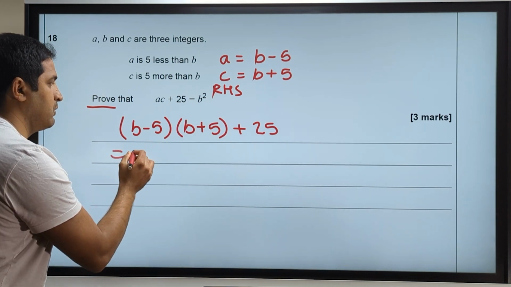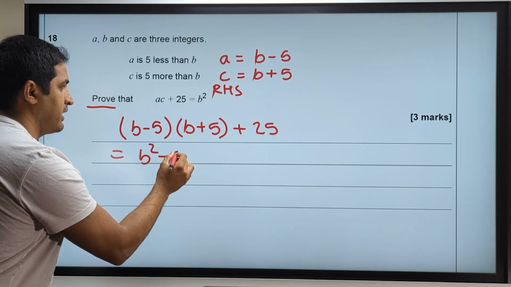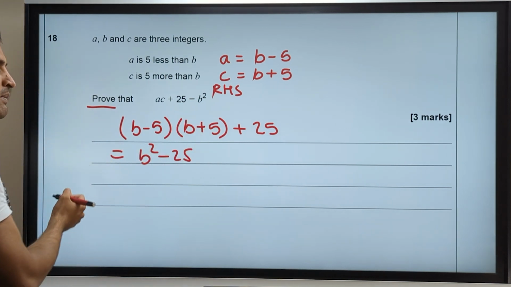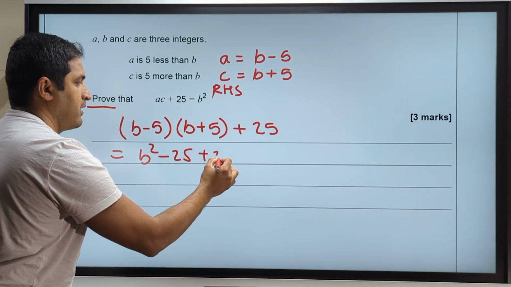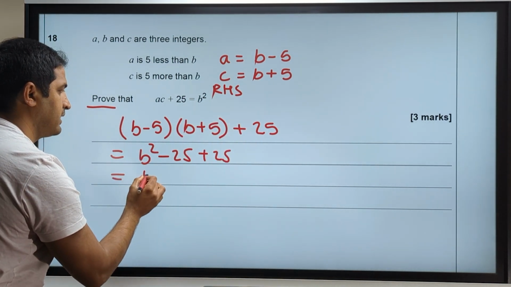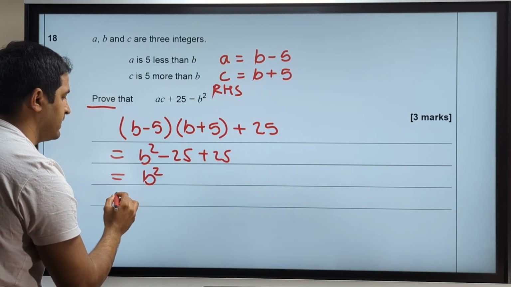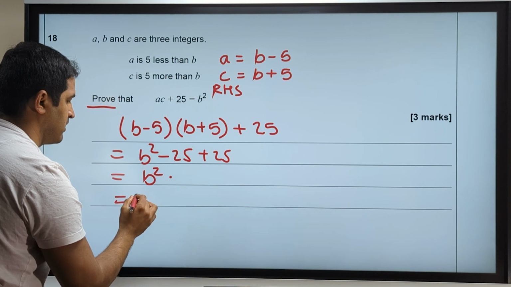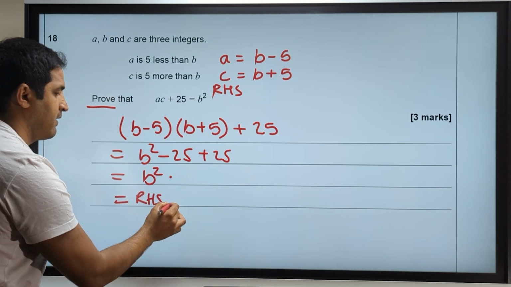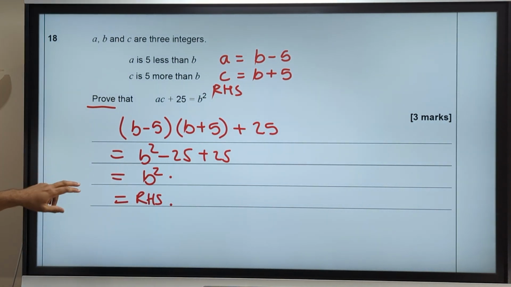So that would be B squared minus 25 when you multiply them out, plus 25, which gives you B squared, because the 25s cancel to give 0, and that is the same as the right hand side, and we've proved it. That's it. That's all we had to do.